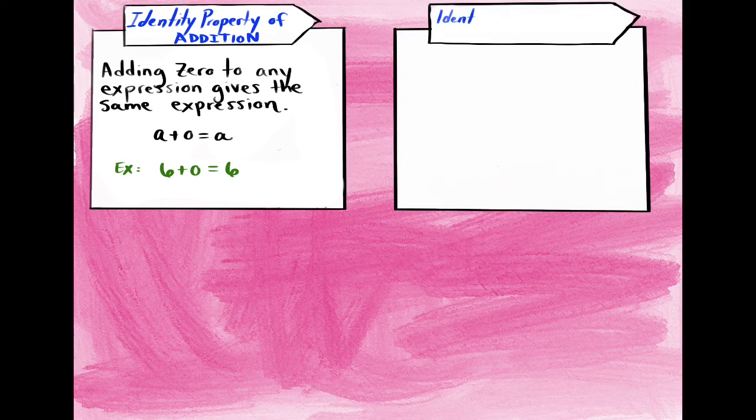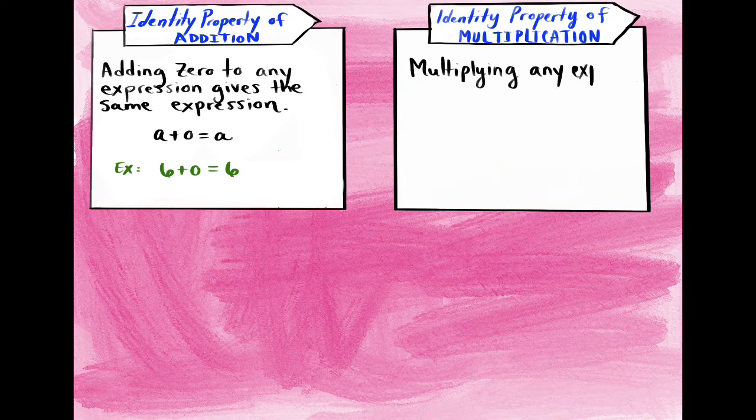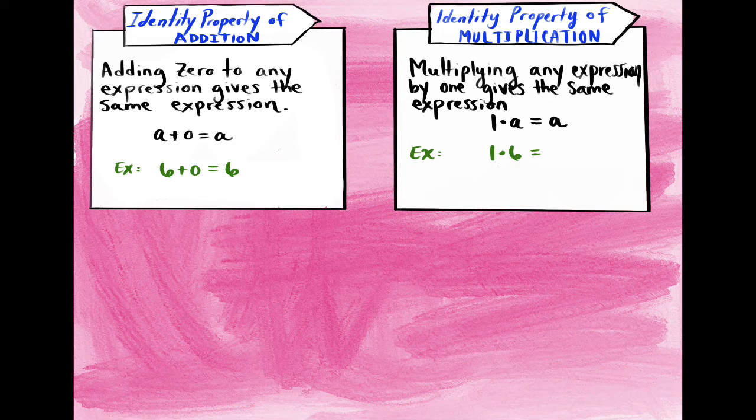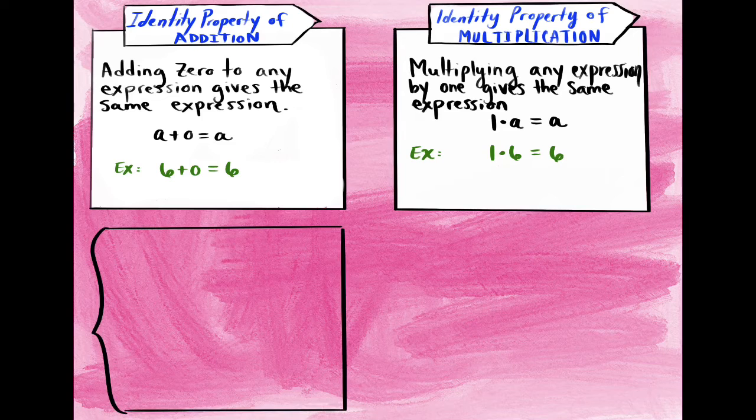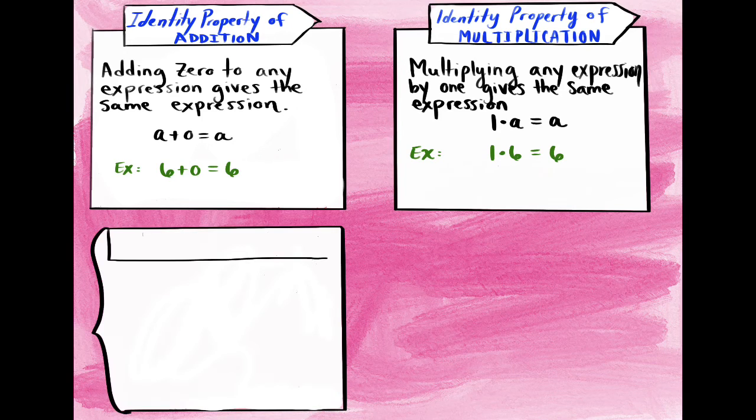Okay, now the identity property of multiplication says that if you multiply any expression by 1, it gives you the exact same expression. So if you have 1 times a, you still get a. 1 times 6, you still get 6. 1 times 7, you still get 7. 1 times anything is going to give you the same expression back.